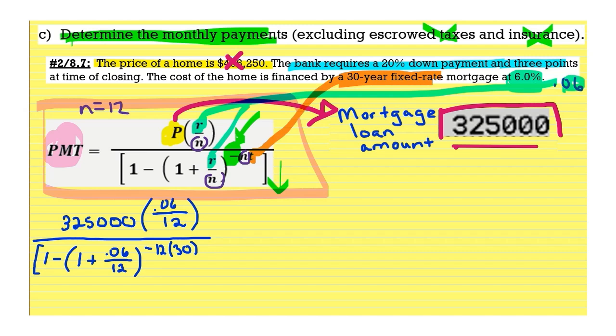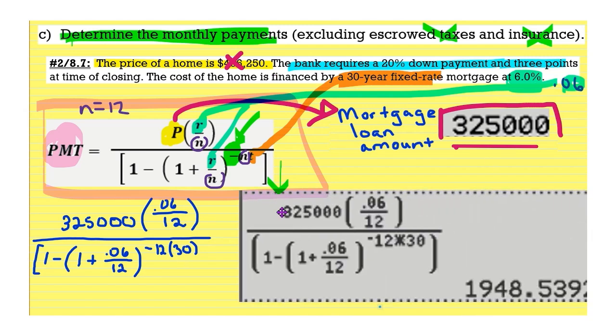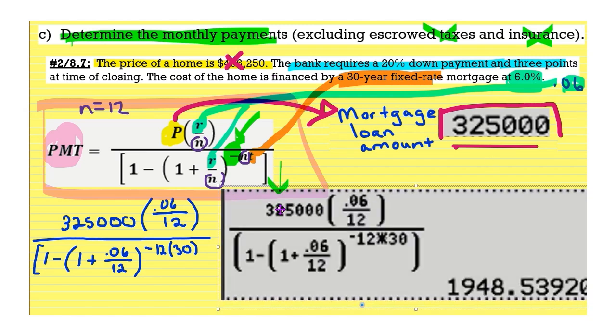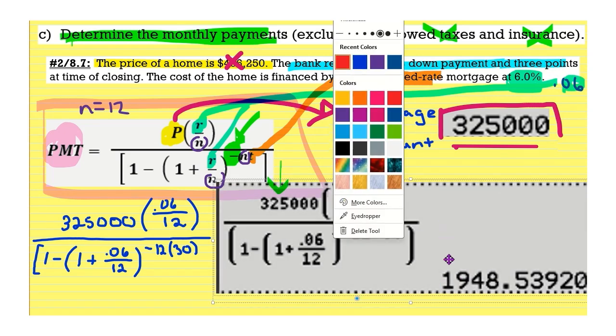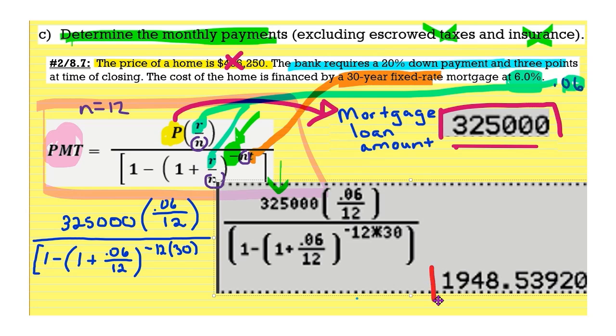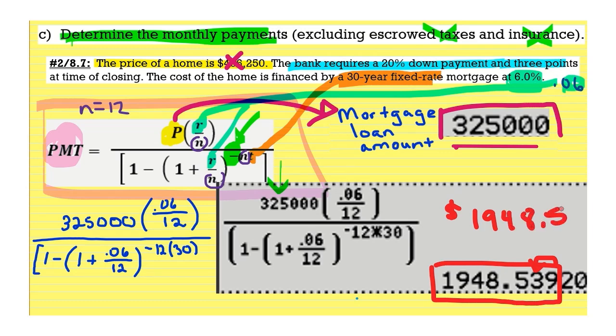So when I put that in my calculator, it gives me a payment of $1,940, and we're going to round this up. It says the 9 is big enough to change that 3, so I'm going to round my payment up to $1,948.54.